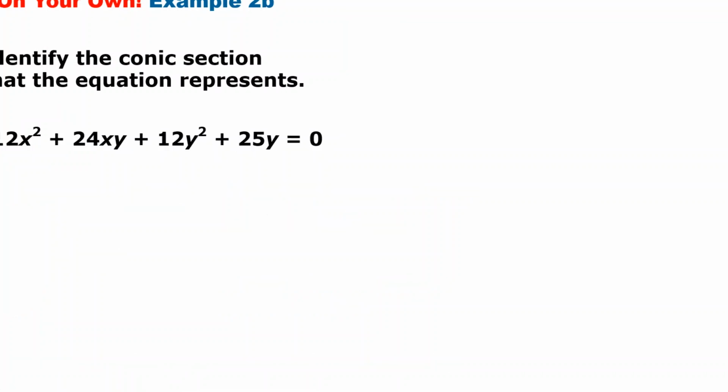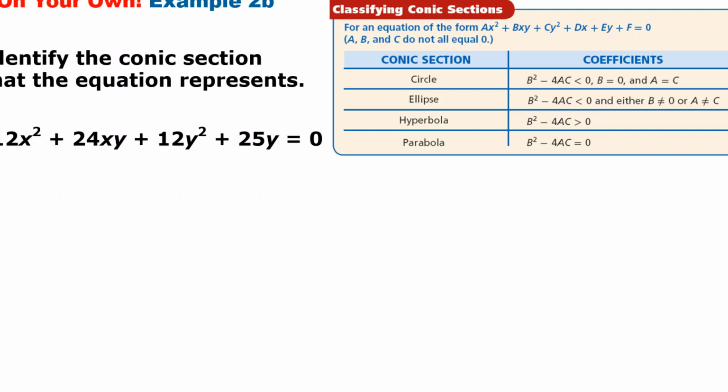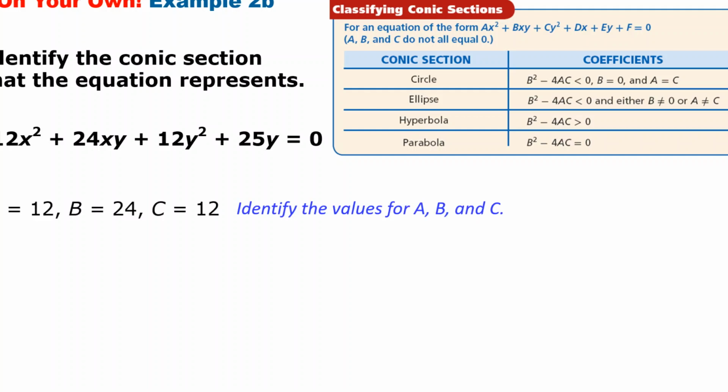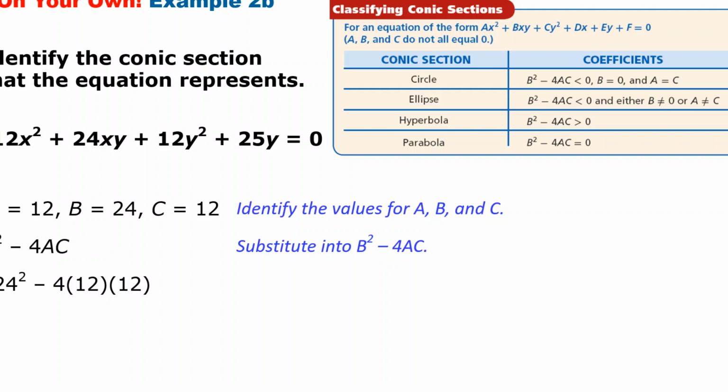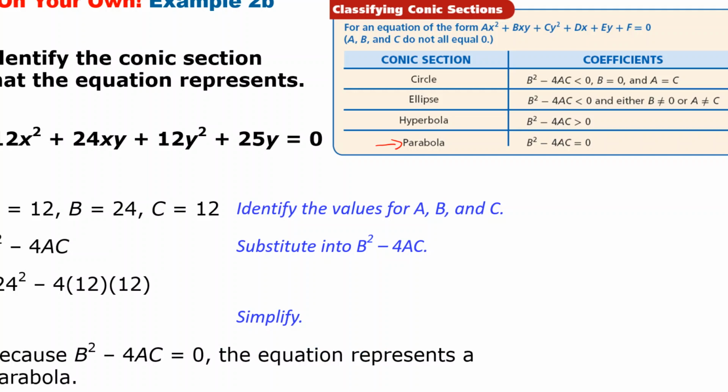All right, here we go. Try another one on your own. There's your chart. All right, once again, taking a look at this, the first thing I want to do is identify my A, B, and C. I do have a B this time, and there's all my points. B squared minus 4AC, substituting in for it. Once I finish all that and simplify, I get 0. So it equals 0, so we only have one choice. We don't even have to think about it. It's going to be a parabola.